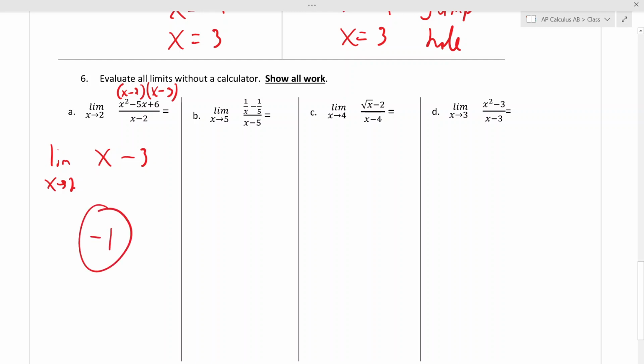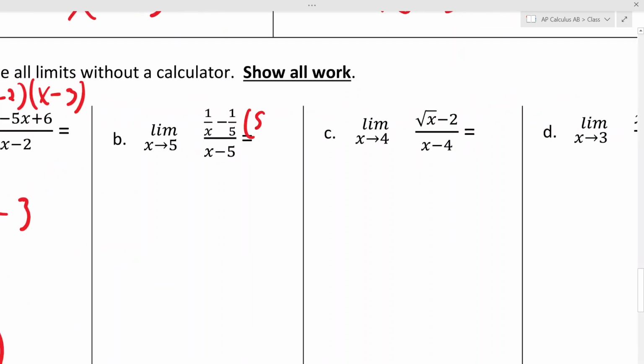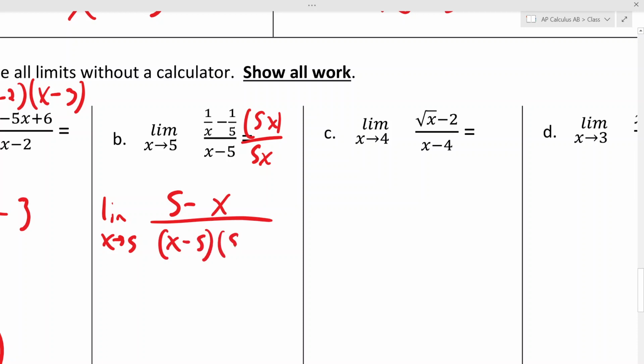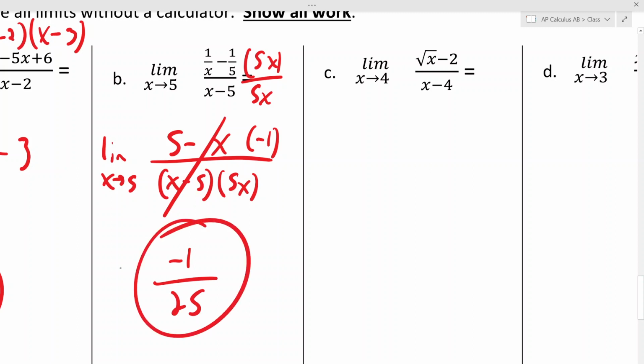Easy enough? Good talk. This is a complex fraction. We're going to multiply it by the denominators we don't want. That's going to turn it into 5 minus x over x minus 5 times 5x. Aha! Those cancel out, leaving a negative 1 in its place. When you put 5 in there, you get negative 1 25th.